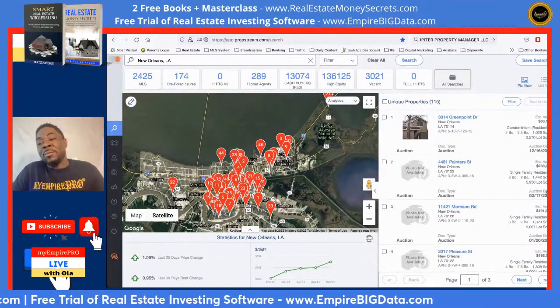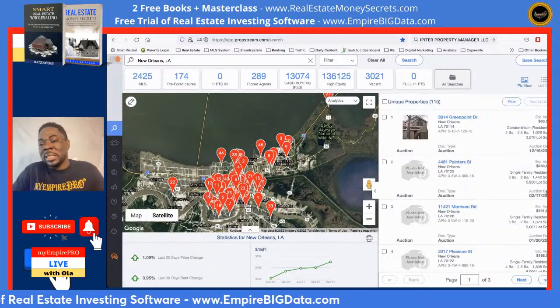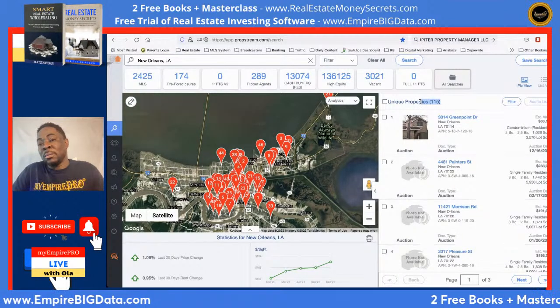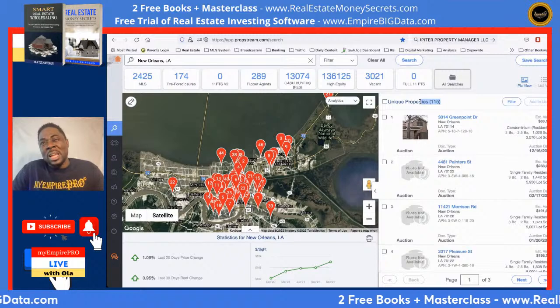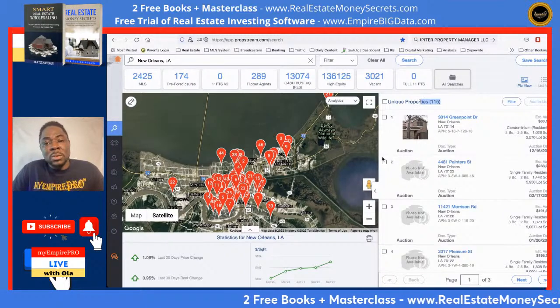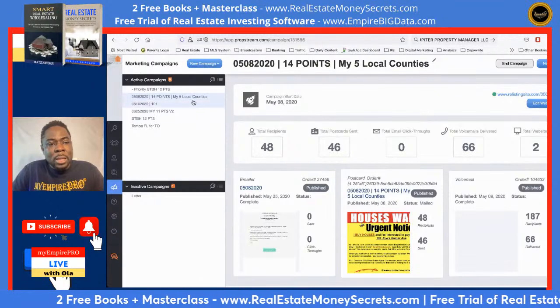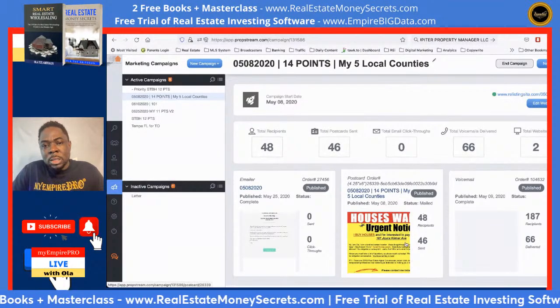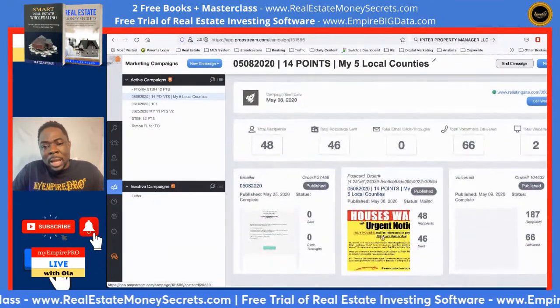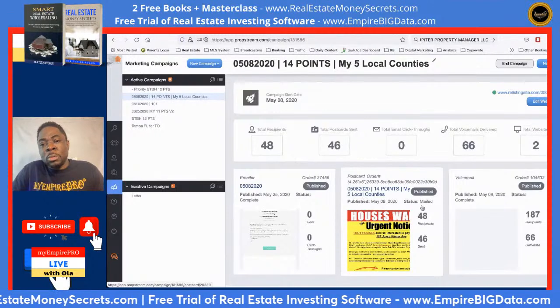Some of them may have filed extensions and things like that. Again, how much is it going to cost you to reach out to 115 people by postcards at maybe about 25 cents a piece, right? Let's go under campaign here. If I go under campaign, I can't see their price point unless I go through the process here.